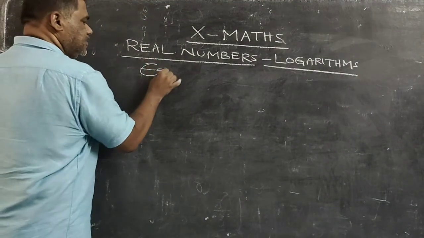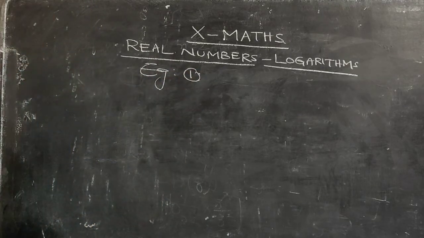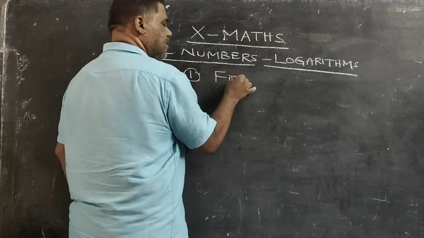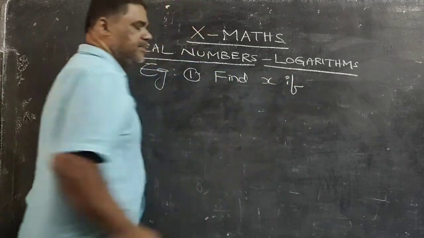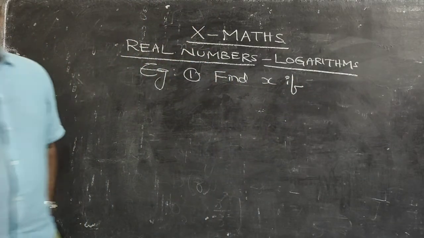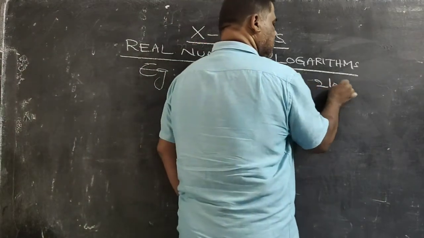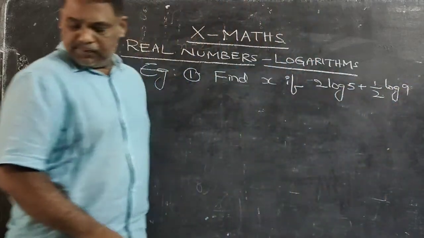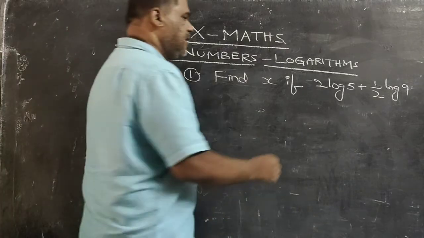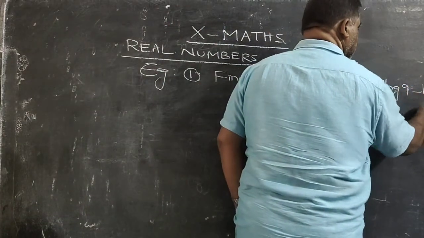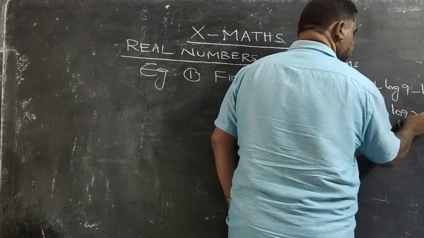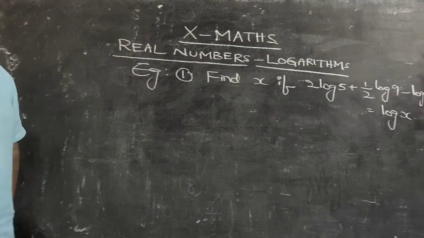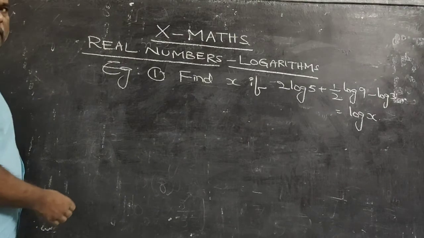Write one example problem. Find the value of x if 2 log 5 plus 1 by 2 log 9 minus log 3 is equal to log x.